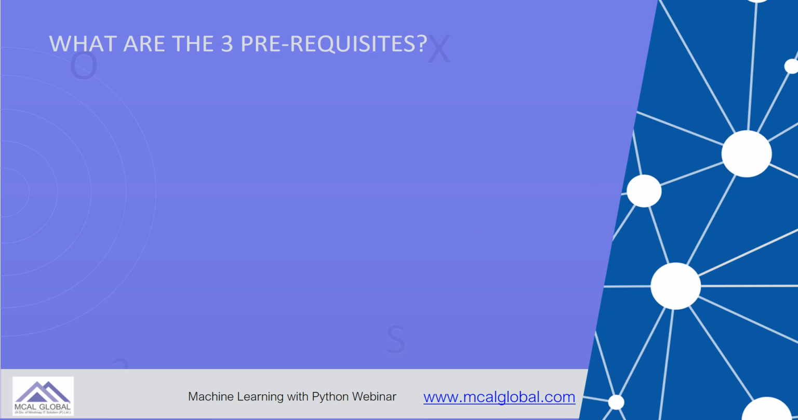What are the 3 prerequisites of machine learning? The first prerequisite is that a pattern should exist in the data. If there is no pattern in the data, it's just random events, then there's no point of machine learning. You just can't do machine learning. You can't do anything with that data. It's just random. So a pattern existing is the first and foremost condition of machine learning.